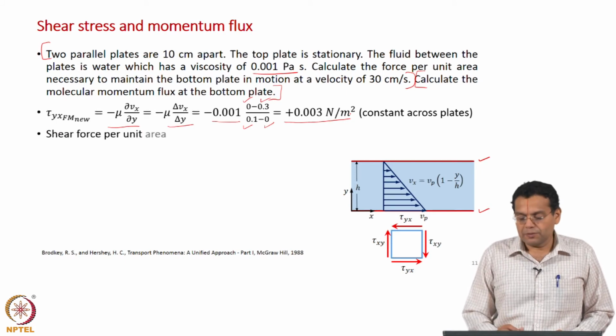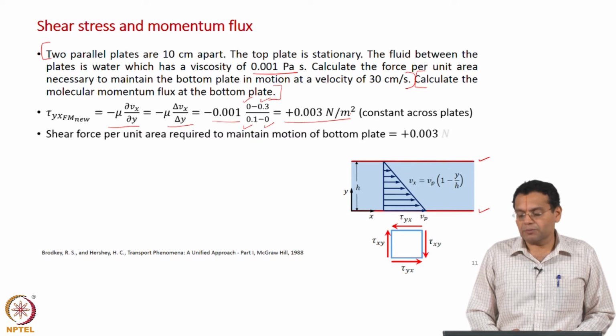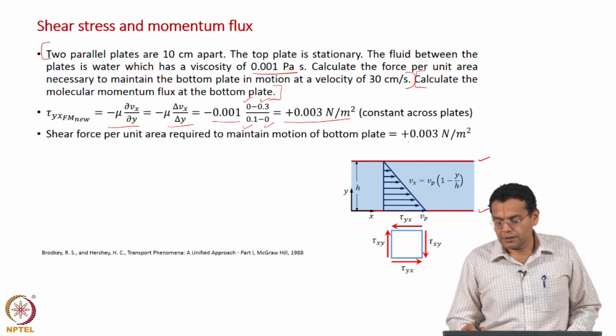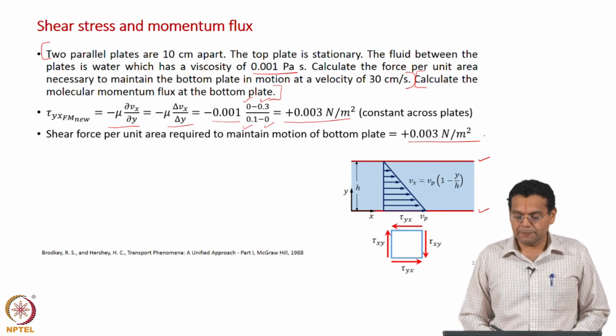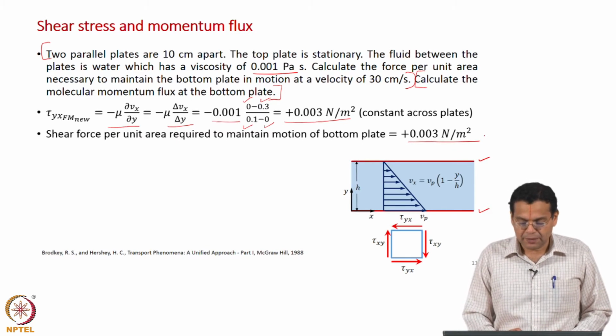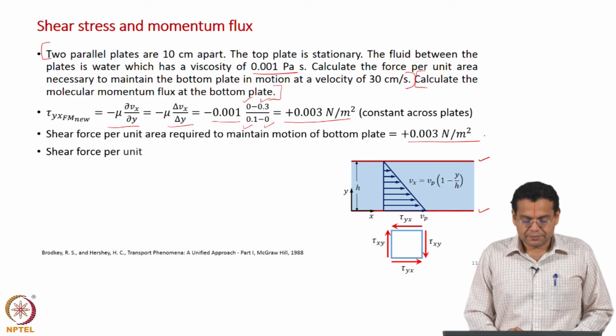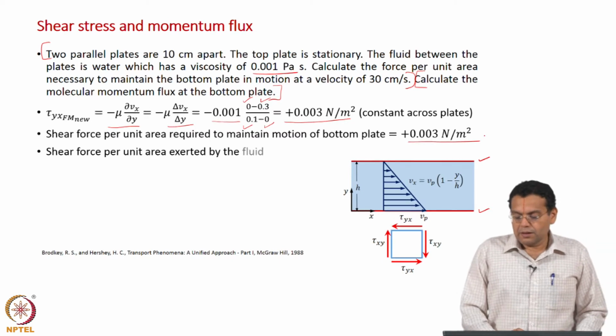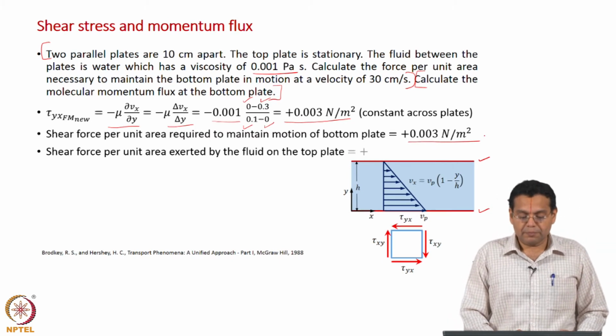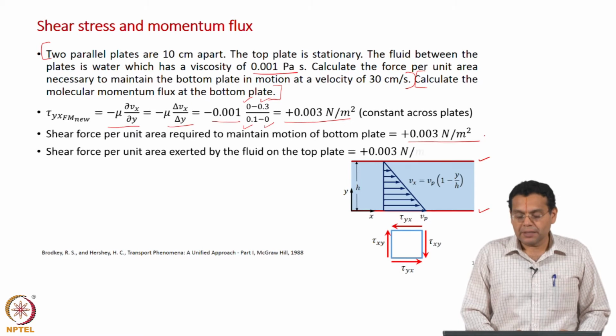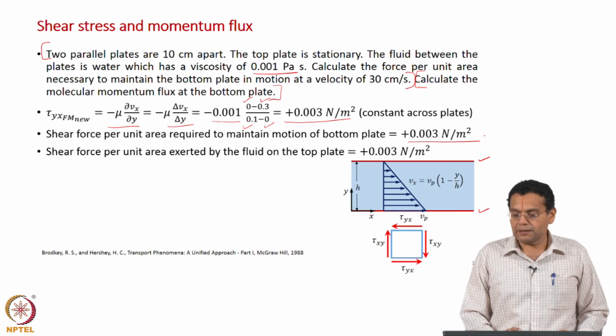Okay. So, the shear force per unit area required to maintain motion of the bottom plate is equal to 0.003 Newton per meter squared. That is very simple as well. Now, what is the shear force per unit area exerted by the fluid on the top plate? Once again 0.003, that is also along the positive axis.